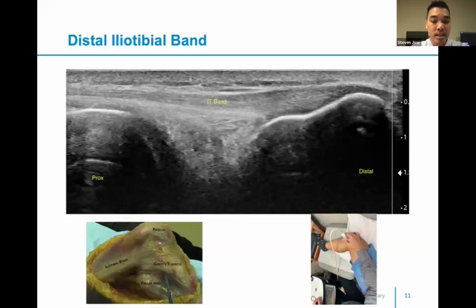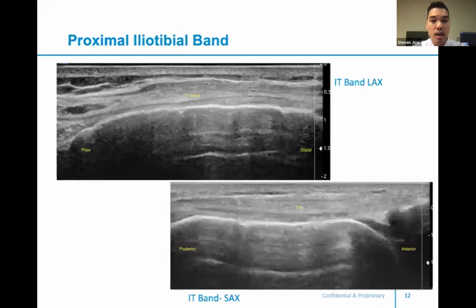And so with the IT band, we're evaluating for thickening as well as fluid, since it does cross the lateral joint line here. And this is also a good way to assess for any joint effusion. And here we don't see any. The proximal IT band is important to scan as it crosses the lateral knee joint to the lateral femoral condyle, since you want to, again, evaluate for any thickening or fluid that would be indicative of IT band distal friction syndrome.